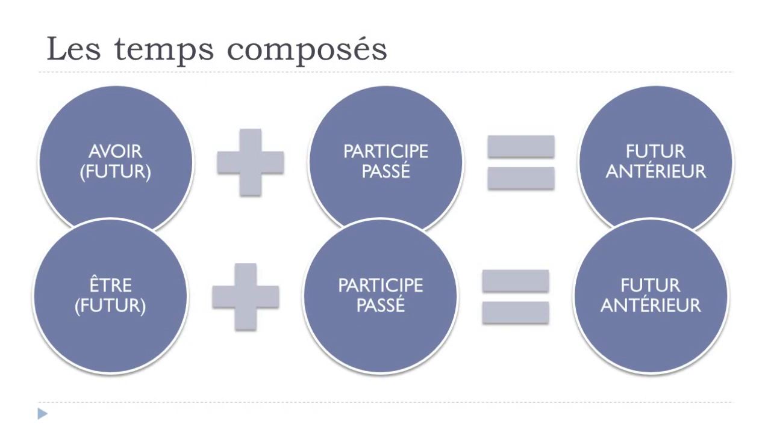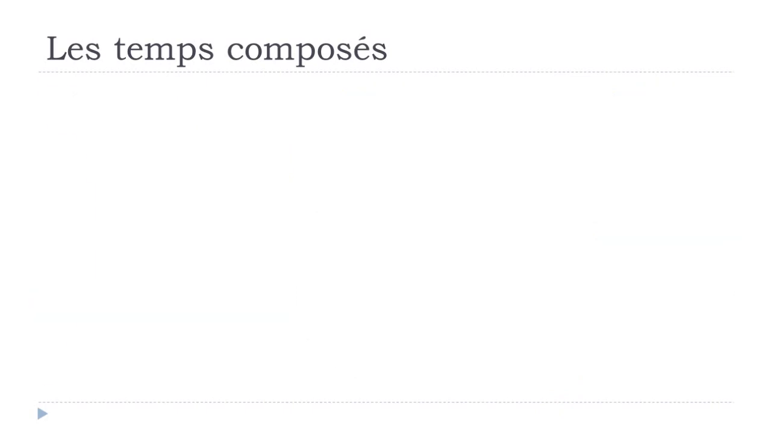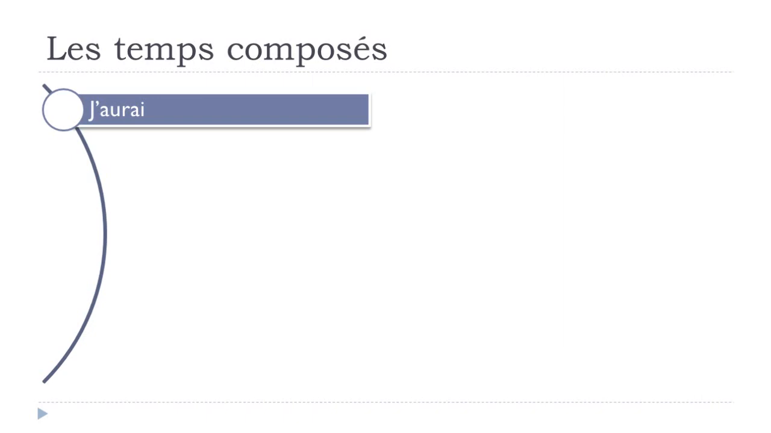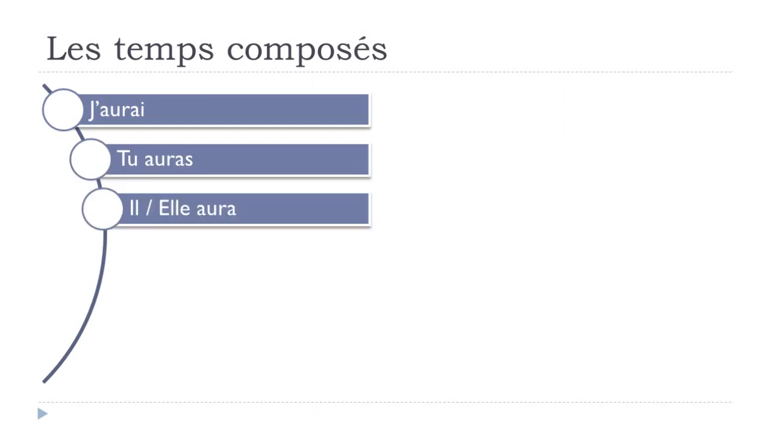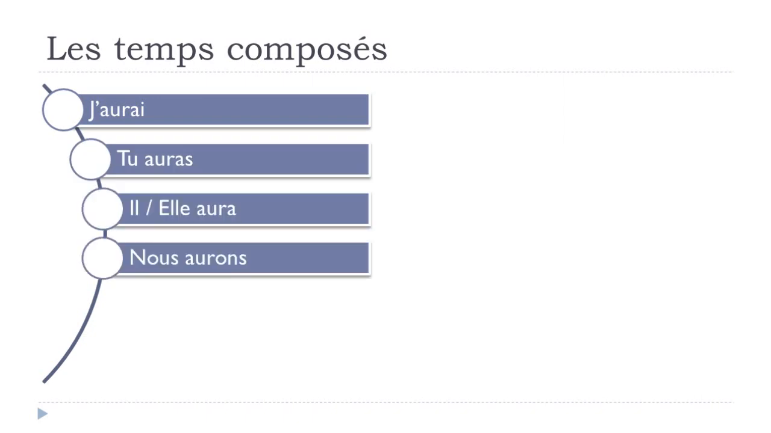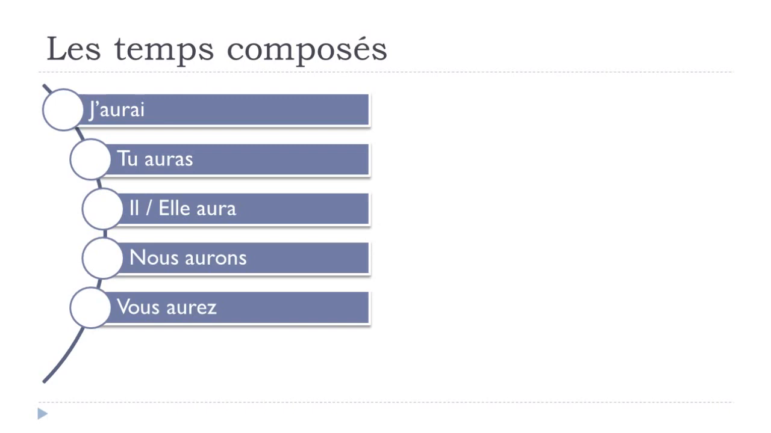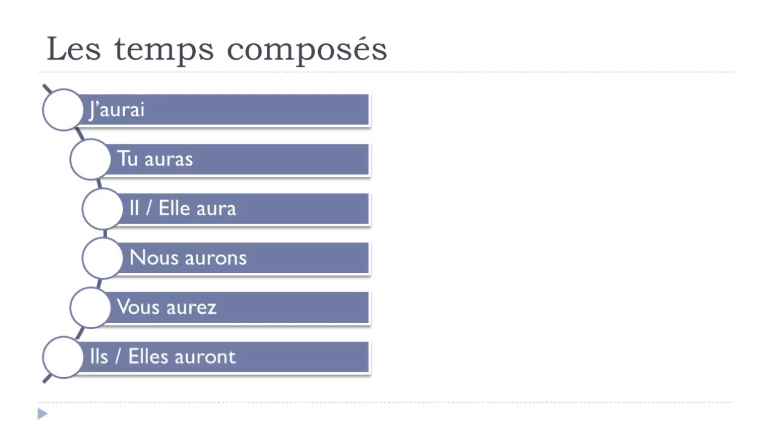So, we'll see exactly the same thing as we saw previously for the other tenses. So we'll see the future form for avoir, and then the future form for être, okay? And for avoir, it will go like j'aurai, tu auras, il aura, elle aura, nous aurons, vous aurez, ils auront, elles auront. Okay, so have a look now.